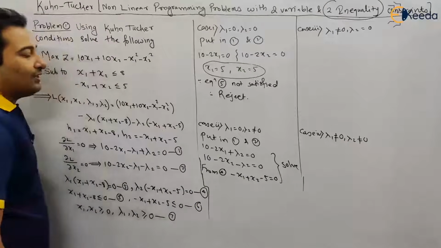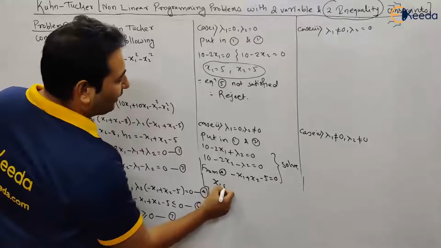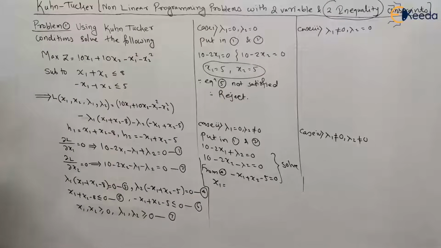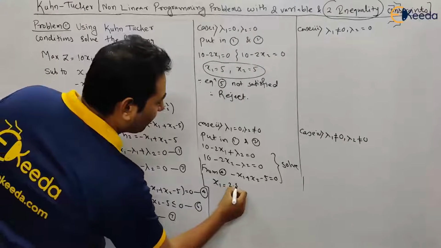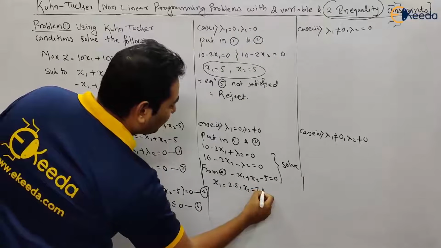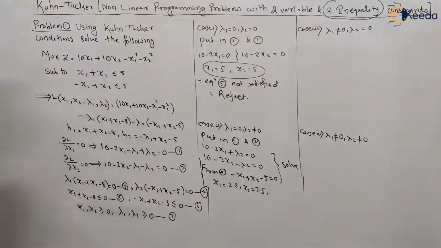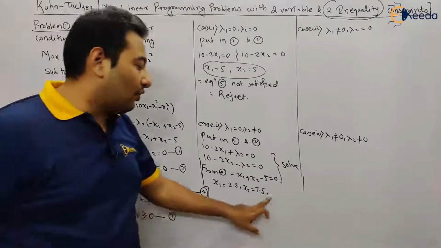Solve these three equations and we'll get the value of x1, x2 and lambda. x1 is 2.5. You will get these values in the calculator, so you can use it to get the values. x1 we got as 2.5 and x2 we got as 7.5.